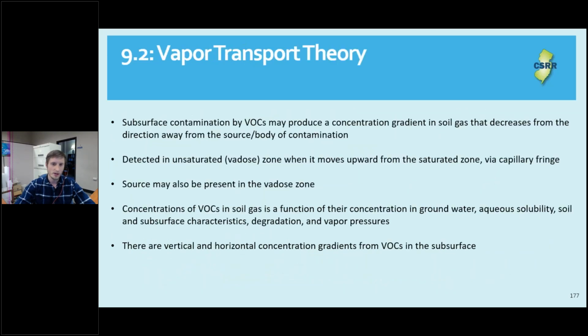Vapor transport theory. Subsurface contamination by VOCs may produce a concentration gradient in the soil gas that decreases in the direction away from the source body of contamination. It is detected in the unsaturated vadose zone when it moves upward from the saturated zone via the capillary fringe. But keep in mind the source may also be present in the vadose zone. Concentrations of VOCs in soil gas are a function of their concentration in groundwater, aqueous solubility, soil and subsurface characteristics, degradation, and vapor pressures. There are also vertical and horizontal concentration gradients of VOCs in the subsurface. Next slide, please.